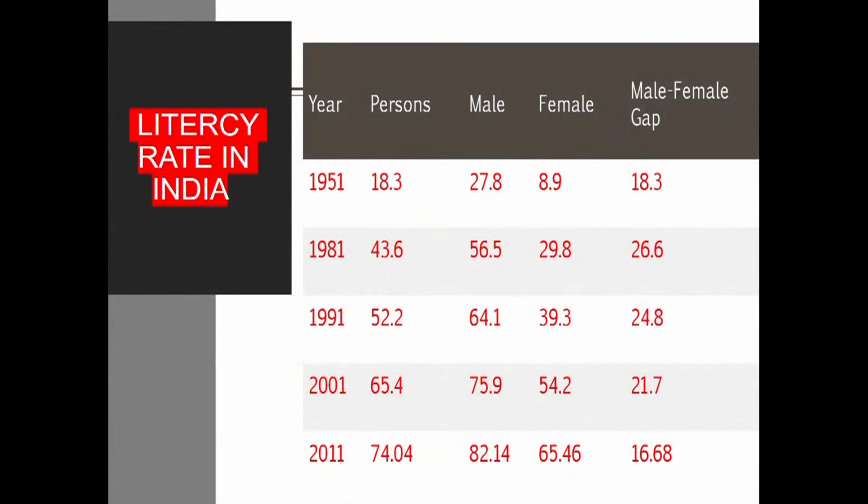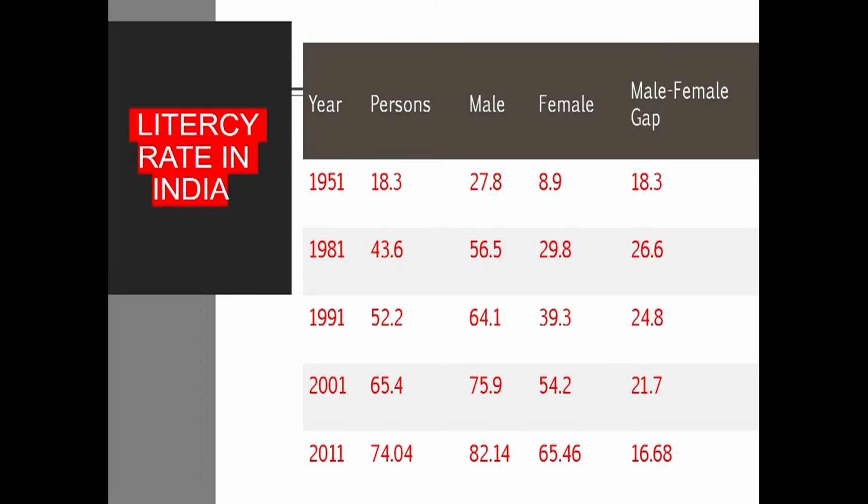Let us understand the literacy rate in India. If you see, year by year it has increased. In 1951, only 18.3% of the population was literate. But now it is 74.0% as per the 2011 census. So there is a more than four times increase over the last 60 years.